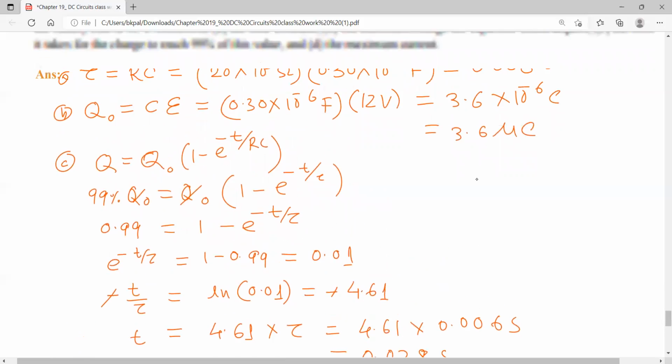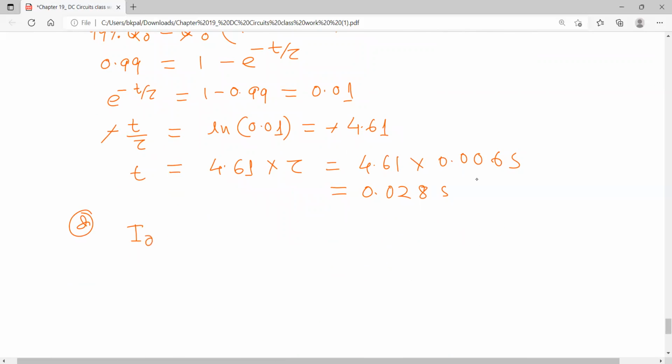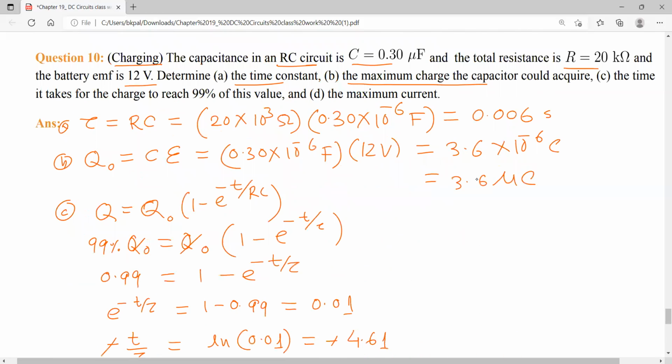All right, and then the maximum current. Maximum current, if you remember, was this: 12 volt over R, and R is 20 times 10 to the power 3 ohm. So the maximum current in this circuit is 0.0006 ampere.